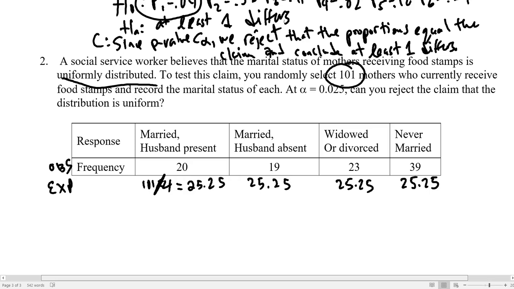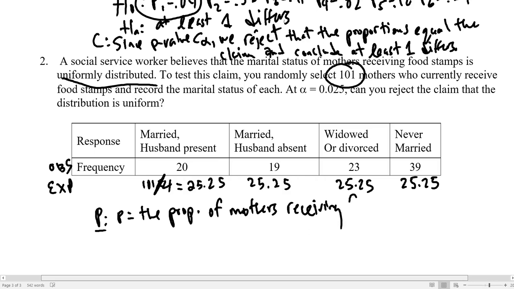Okay, so once again, let's go ahead and start with the P. What are we dealing with? The proportion of mothers receiving food stamps versus marital status.